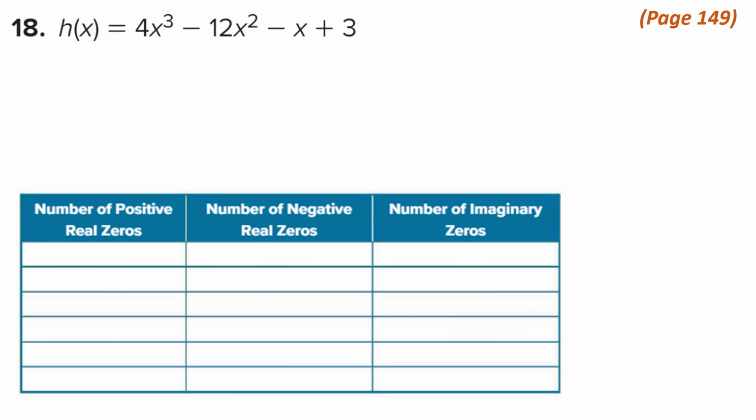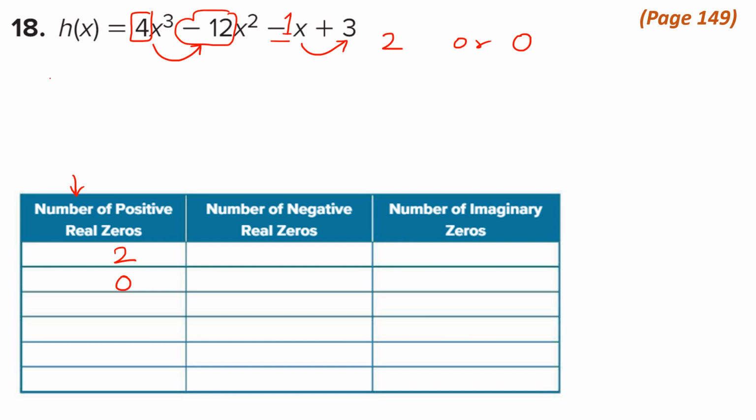Okay, let's do one more question. So first we have to find the number of positive real zeros. So it will be the number of sign changes. This is positive 4, this is negative 12, this is negative 1, this is plus 3. So one time the sign changes from positive to negative. Here it is negative to negative, same sign, no change. Here it changes. So 2 times or 0. So I will write 2 or 0, two options for positive.